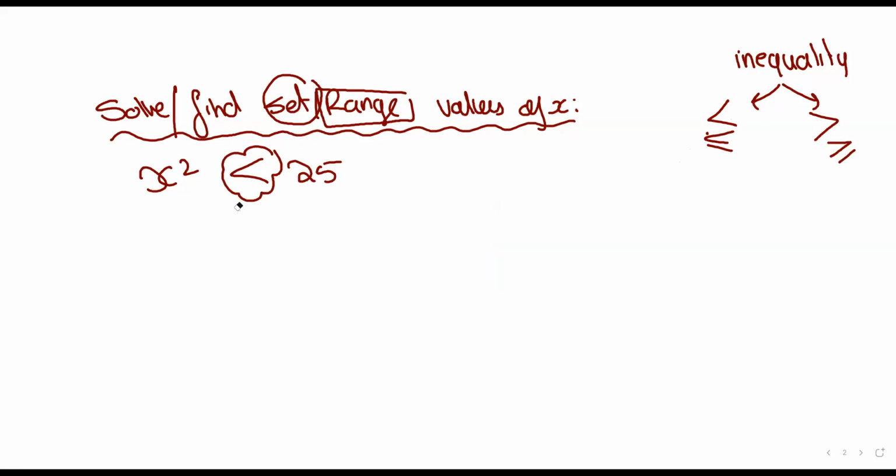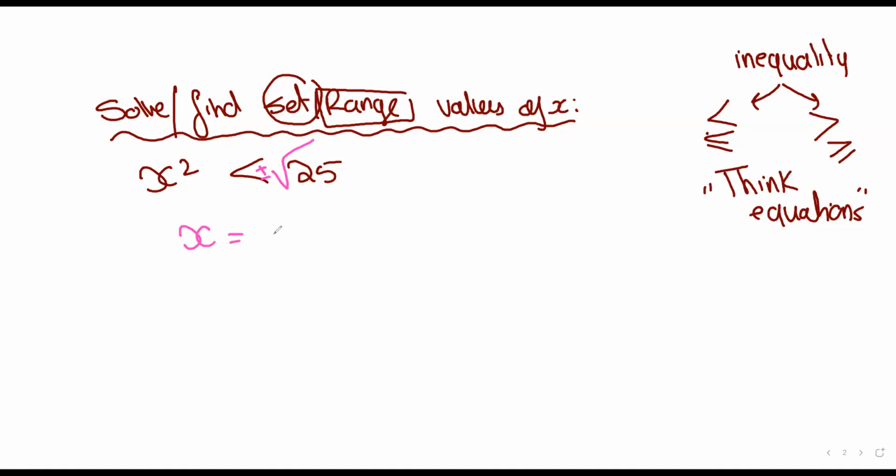Now the first thing that you need to do is think equations. Think equations. Okay, if this was an equation, what would I do? If it's an equation, I will find the positive and the negative root of 25. So x would be equal to positive and negative 5. Now, if this was an equation, then this would be your final answer.